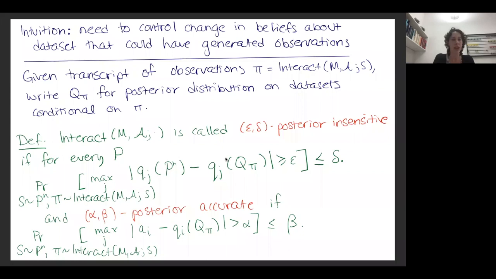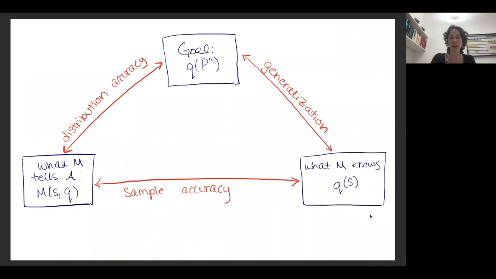Good. And so the other tool that we're going to talk about is alpha-beta posterior accuracy, which is this comparison between the answers that we give to the queries and the values that those queries take on this posterior distribution. And so now we're going to be able to go back to that triangle. That was the old triangle. We're going to replace it with a new triangle. This is going to be our new way of thinking about things.